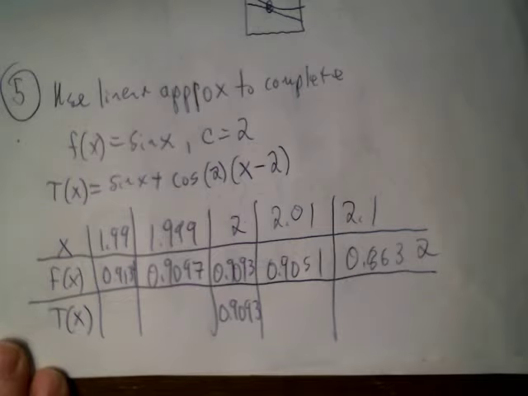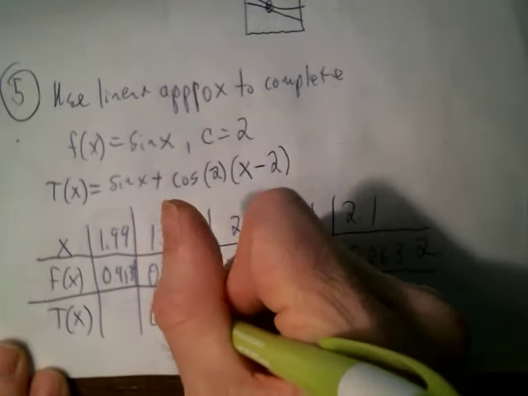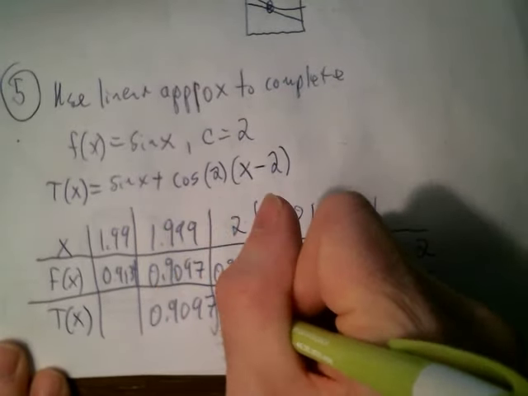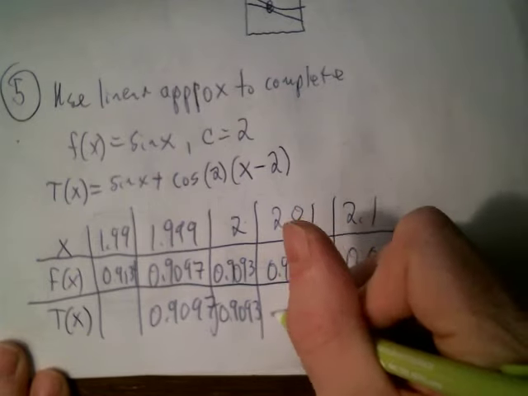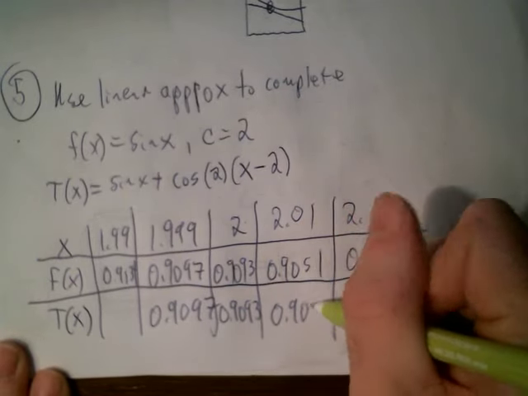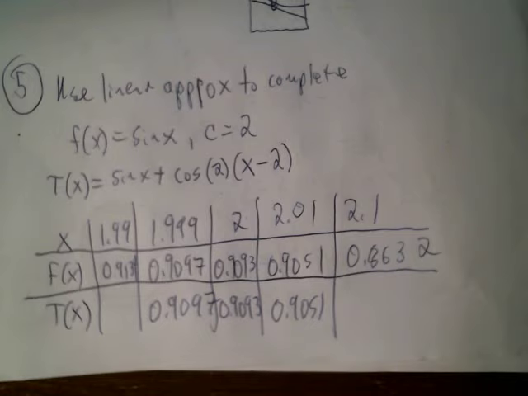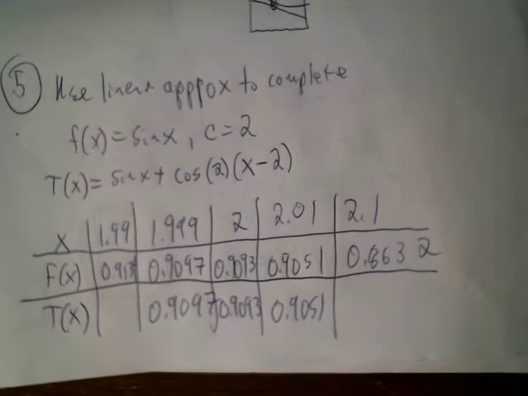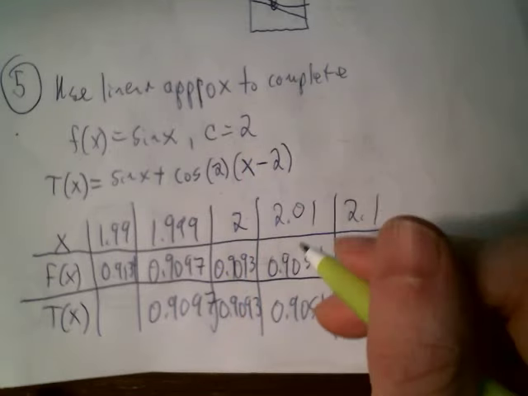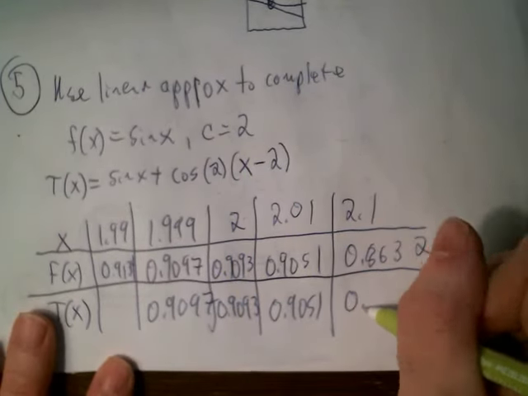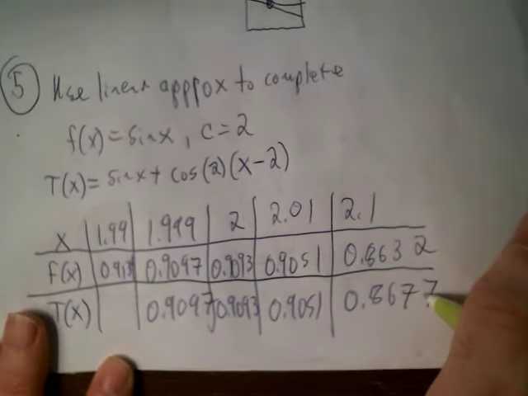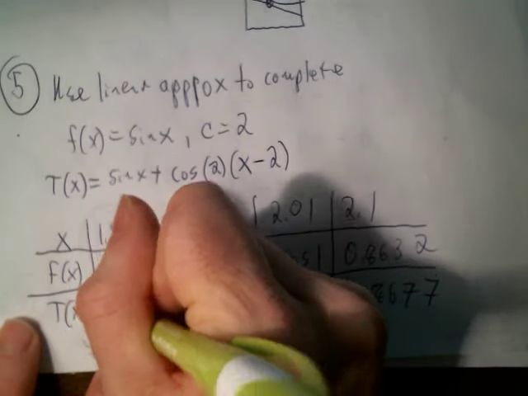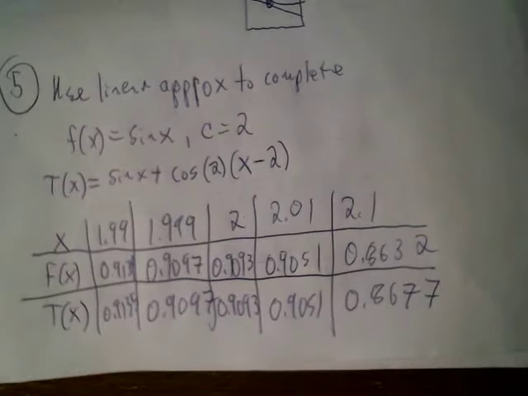So let's look at 1.999, we get 0.9097. It's exactly the same almost. 0.9051, exactly the same almost. Okay, and then as you get further out, there's differences. 0.8677 here and 0.9135.